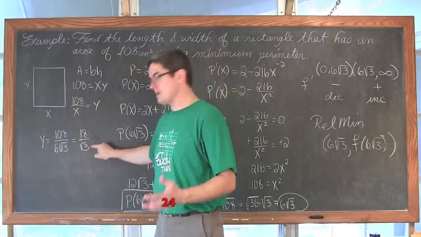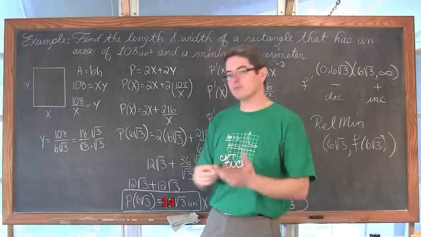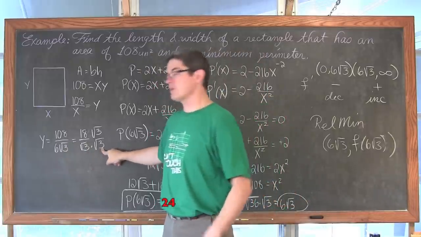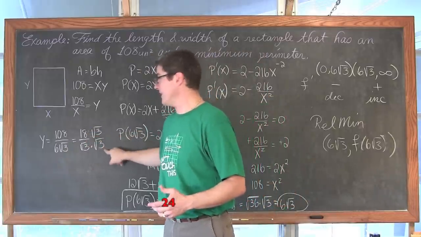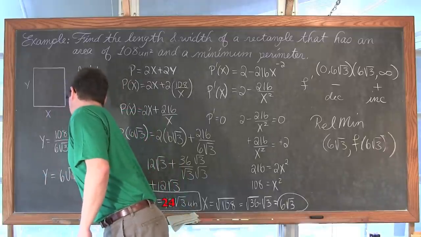And we want to rationalize this denominator. So square root of 3 on the top and bottom, numerator and denominator. Square root of 3 times square root of 3 is 3. And 18 divided by 3 is 6. So y is equal to 6 square root of 3.